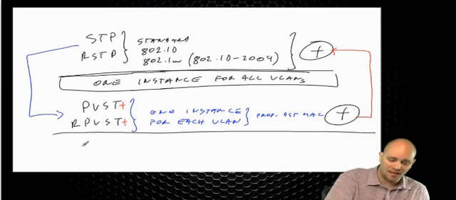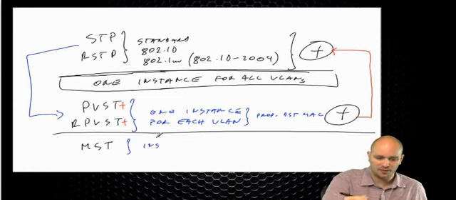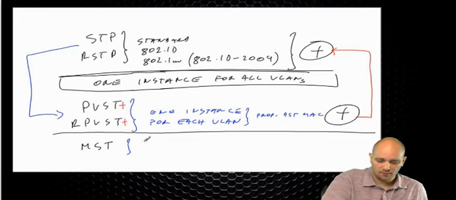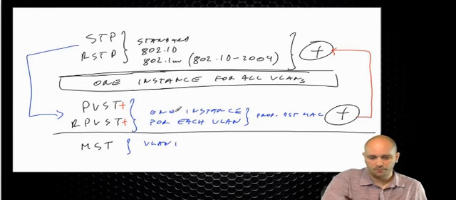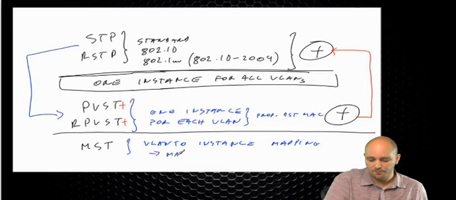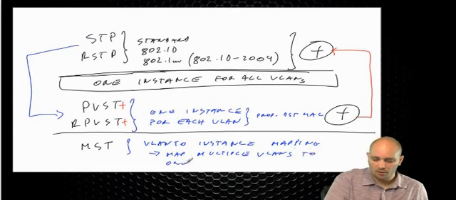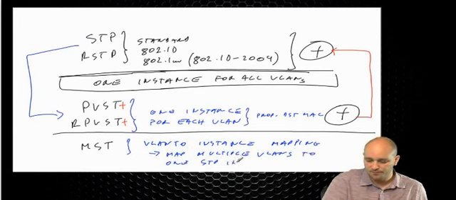So with MST we have VLAN to instance mapping, which basically tells us that we can map multiple VLANs to one spanning tree instance.